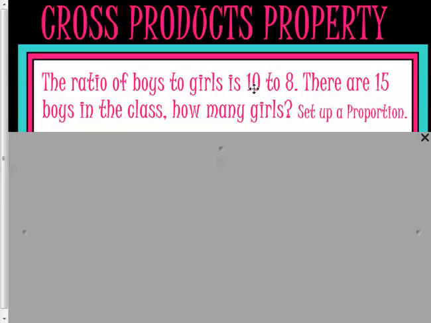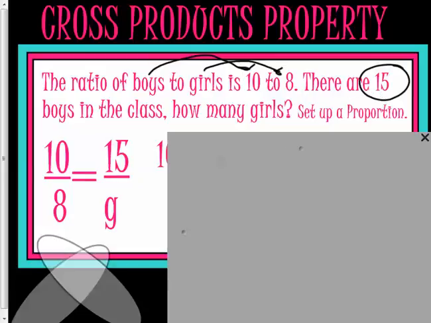So the ratio of boys to girls is 10 to 8. Boys being 10, girls being 8. If there are 15 boys in the class, how many girls are there? So we know for every 10 boys, there are 8 girls. And we know that there are 15 boys. So I'm missing the girls out of these if there are 15 boys.